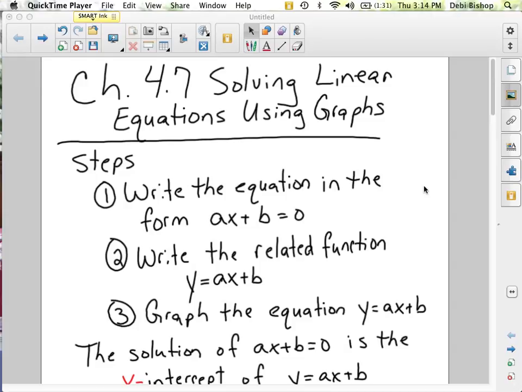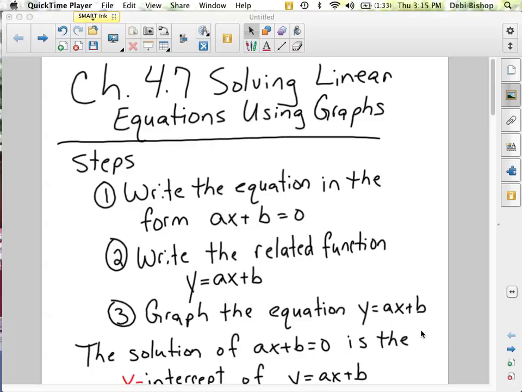First, we write the equation in the form ax plus b equals 0, a and b being integers and leaving x as x. After you do that, you write the related function as y equals ax plus b. Remember, we're doing the function, so that's when you have your y equals. And then last, we graph the equation y equals ax plus b.